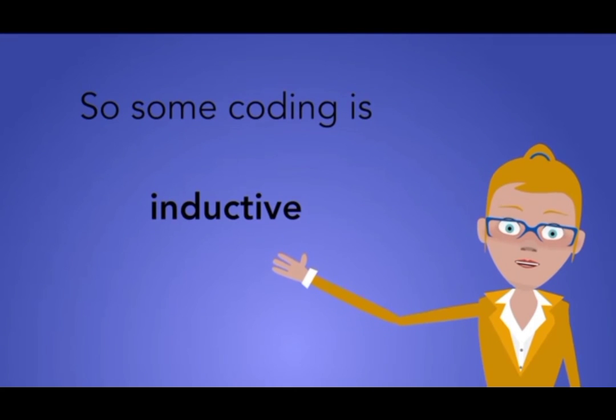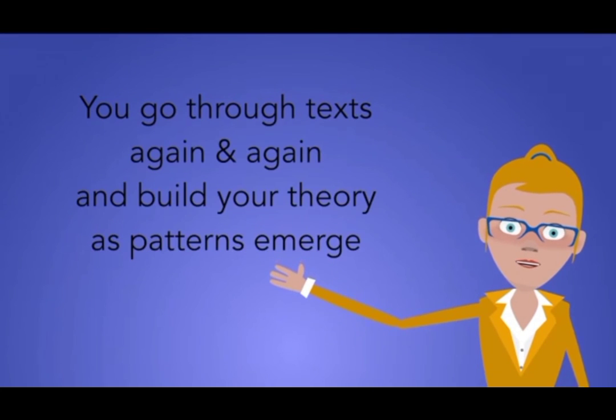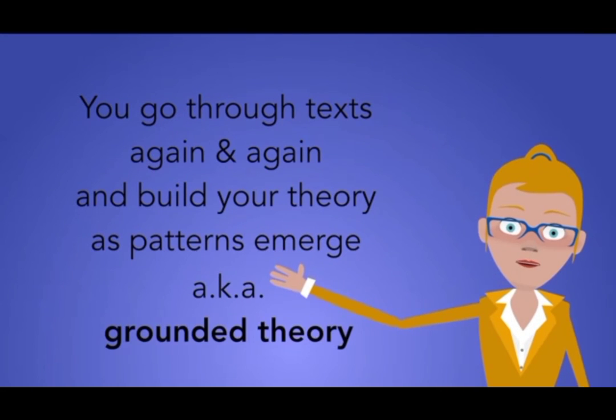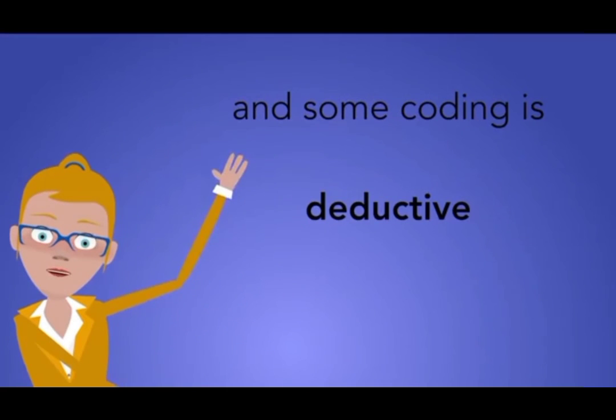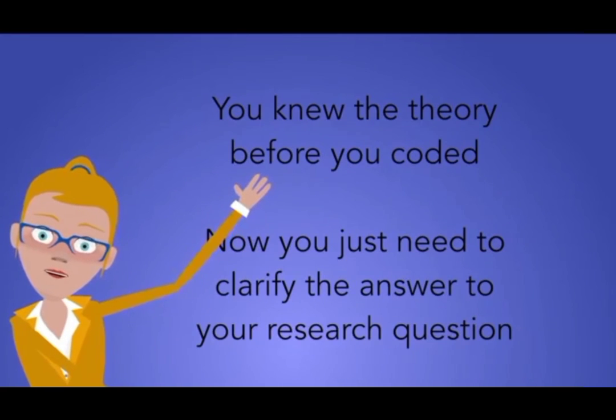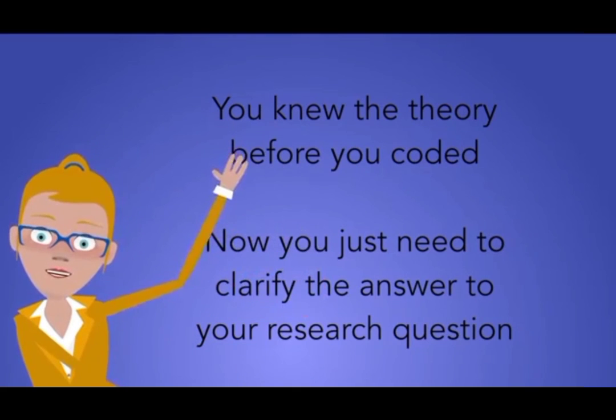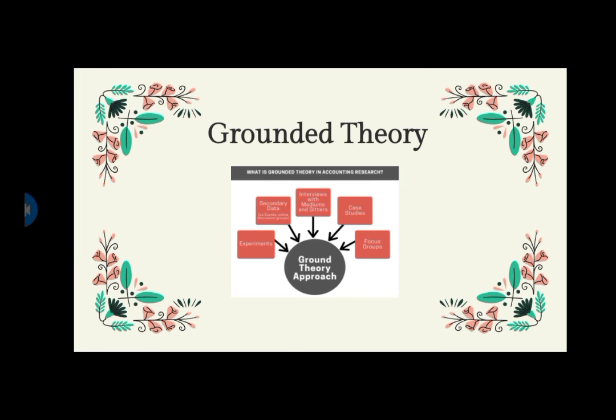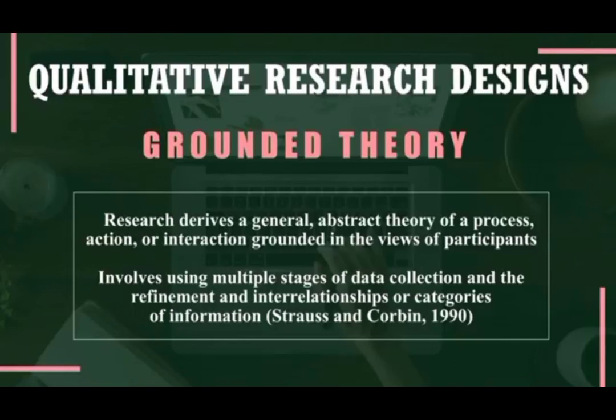So some of it is very inductive, meaning that the coding process happens iteratively by virtue of going through it and building your theory from the ground up. It's called grounded theory. And some coding is very deductive. You know what's important. It's just a matter of pulling out themes and the codes that help you clarify an idea. Grounded theory. This research derives a general, abstract theory of a process, action, or interaction grounded in the views of participants. It involves using multiple stages of data collection and the refinement and interrelationships of categories of information.